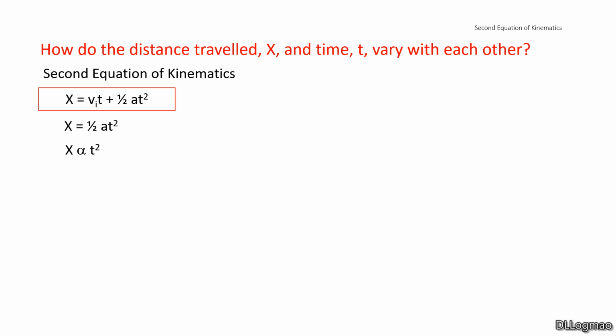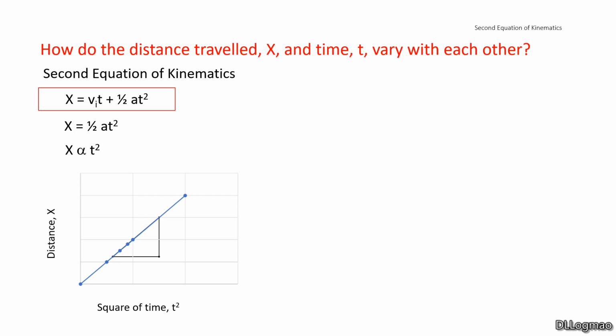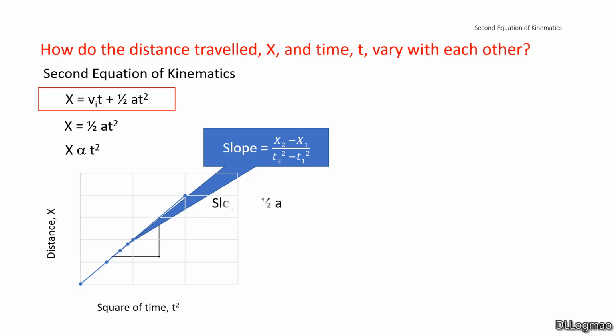How about the graph between the distance traveled and the square of time? The graph of distance traveled x and the square of time t squared is a straight line graph sloping upward to the right, suggesting a direct proportion between distance traveled and square of time. The slope of the graph line is equal to 1/2 of the acceleration. So what does the second equation of kinematics tell us about the relationship between distance traveled and time?